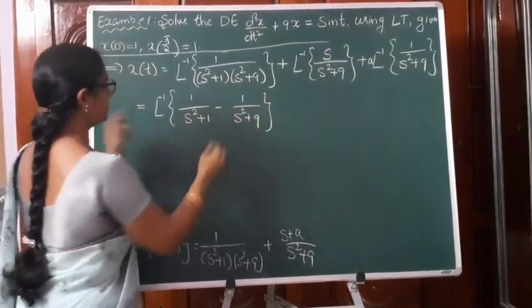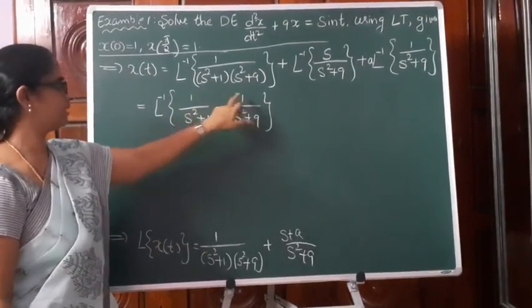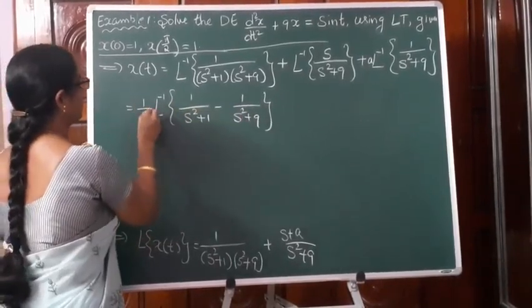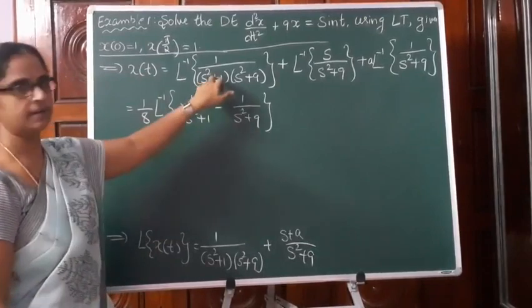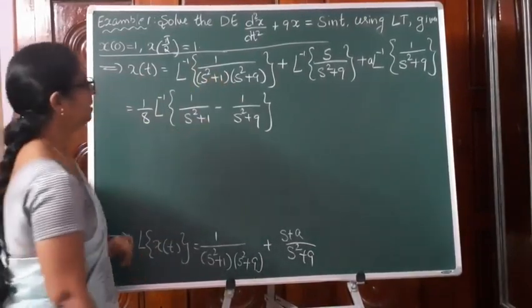What is 1 by s square plus 1 minus 1 by s square plus 9? S square plus 9 minus s square minus 1 is 8. So we have 8 here, and we can write simply 1 by 8. If we simplify this, we get this term. So finding partial fractions is easy in this case.